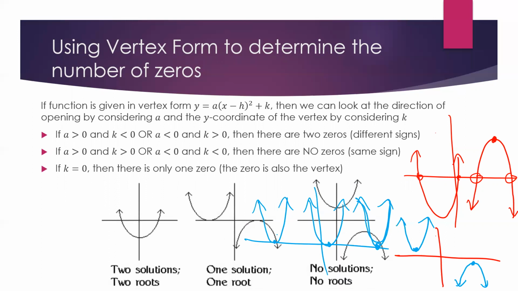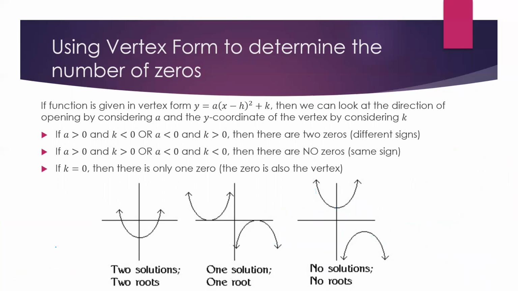So what this looks like here, and I'll erase this so you can see it more clearly. I feel like these pictures are nicer. You can see here that if it opens up, but the vertex, the k value, is below the x-axis, then there's going to be two zeros. And if it opens down, but the vertex is above the x-axis, then there's going to be two zeros in that case as well. And then of course, if they are the same sign, so it opens up above zero or it opens down below zero, which is the scenario here, then we notice that there are no solutions.